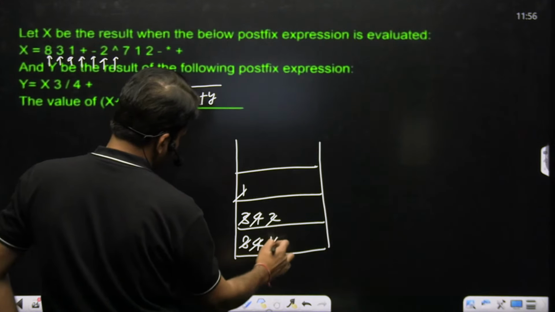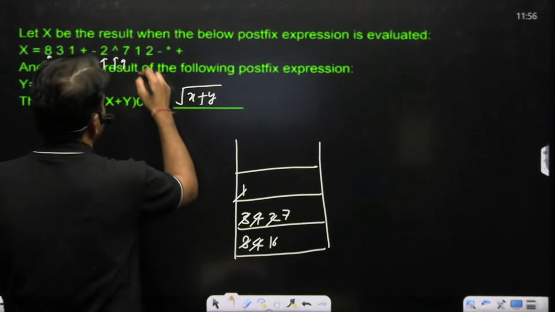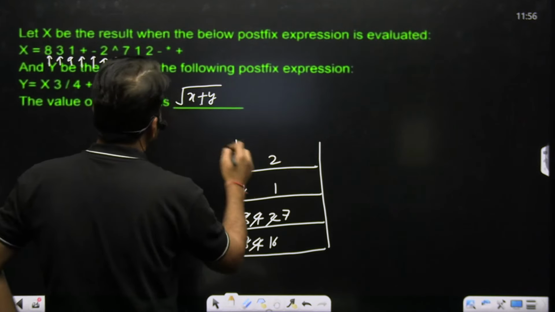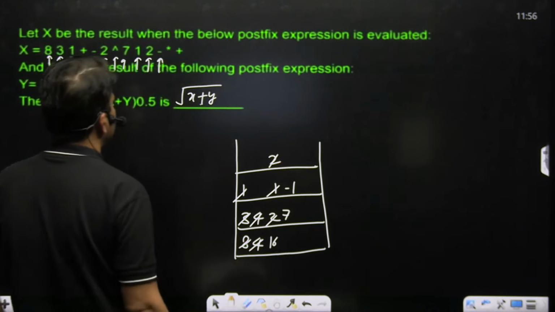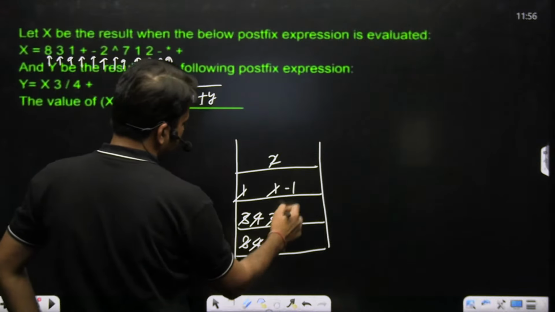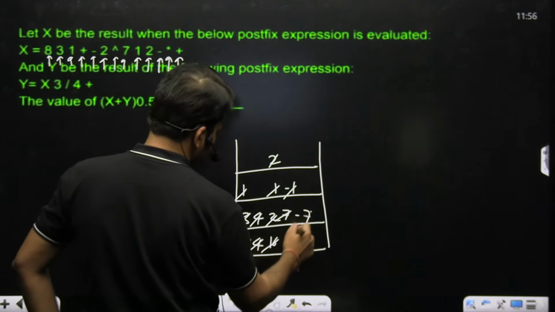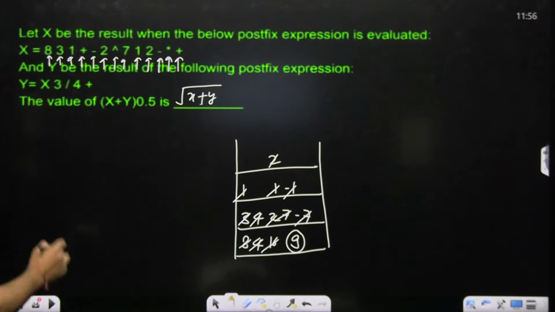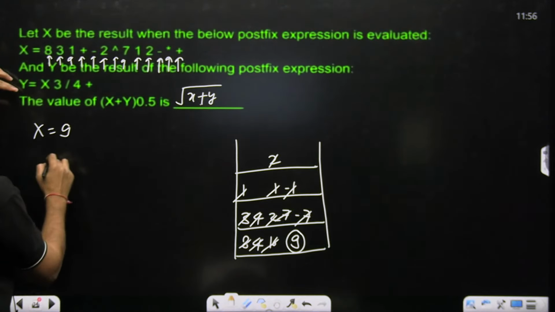This is 16, right? And then sir 7, so push 7 here, and then sir 1, push 1 here, and then plus, 2, sir, 2 here, this is an operand, and 1 minus 2, this is what, sir, minus 1. After this multiplication, 7 into minus 1, so this is minus 7, and after this plus, 16 plus this one is what, sir, 9. So what is the value of x, student? X is 9, right?